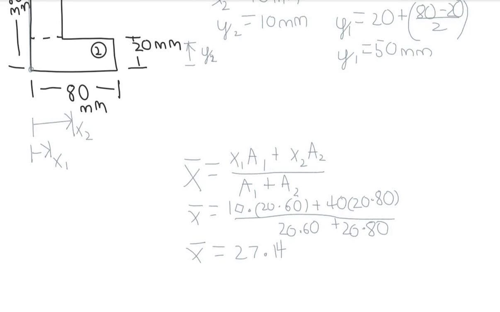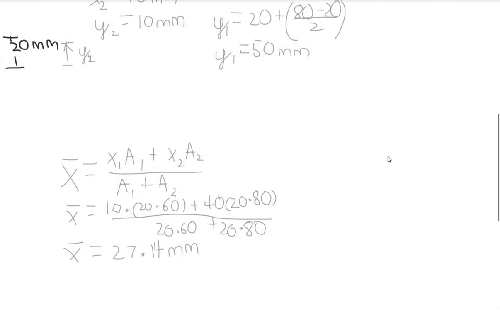So x bar is equal to 27.14 millimeters. And if we follow a similar calculation for y bar, it is equal to 27.14 millimeters. And both of these measurements are taken from the origin point.